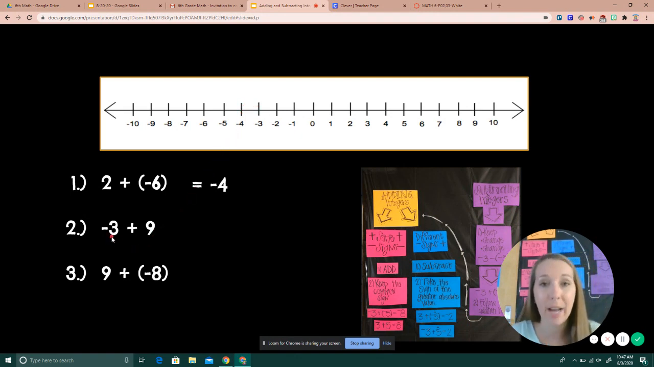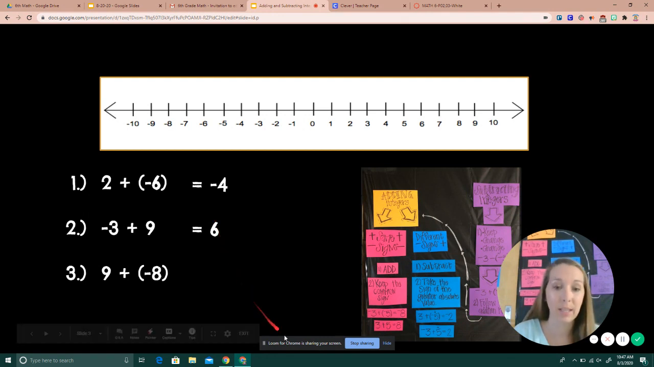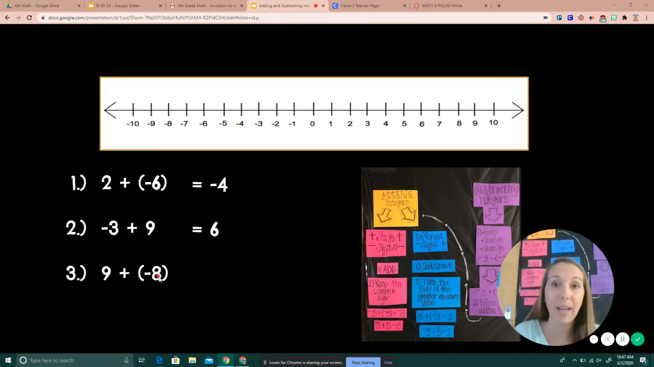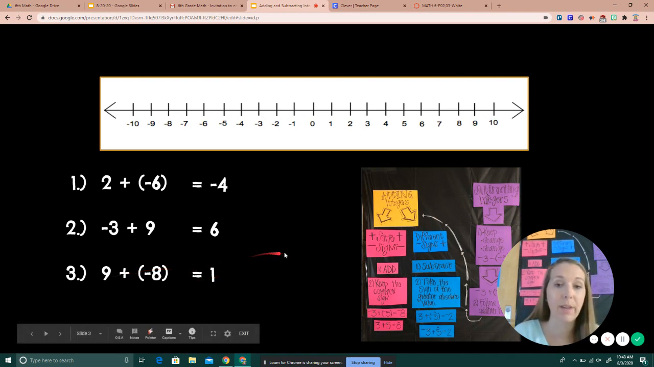Next one, different signs. We have a -3 and a +9. So you subtract 3 and 9 and get 6, and take the sign of the larger absolute value, which in this case is 9 because it's farther from 0. So we get +6. Then we have 9 plus -8. They are different signs, so you subtract 9 and 8 and get 1. And you keep the sign of the larger absolute value, which in this case is 9 because it's 9 spaces from 0 instead of 8.